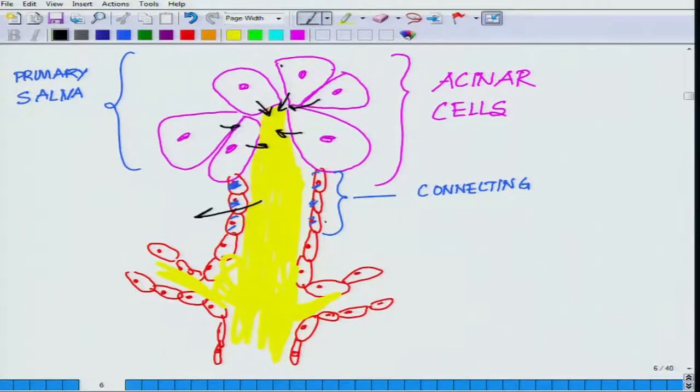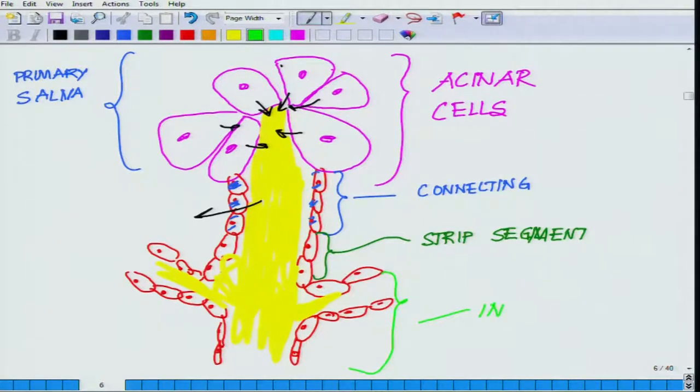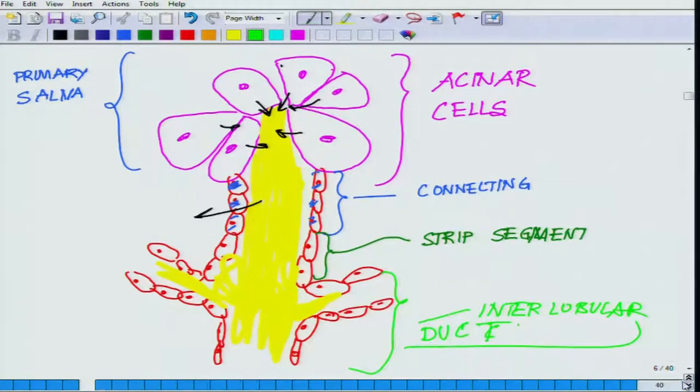And at the walls, you see, there is a lot of exchange taking place, and I will come to that. Okay. So, these are the connecting cells, and underneath the connecting cells you have something called the striated segment, which lies somewhere here. And underneath the striated segment is a set of cells which are called the interlobular duct. So, before I go into that, the way it works is something like this.